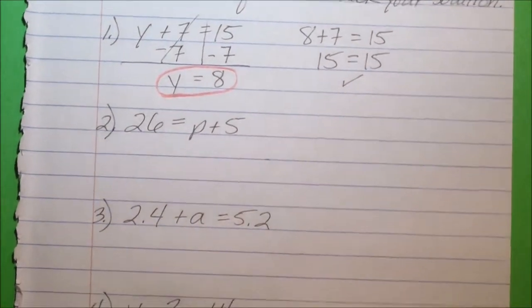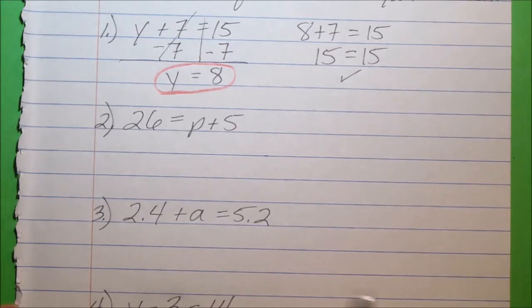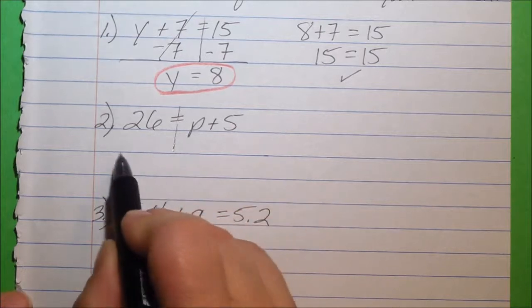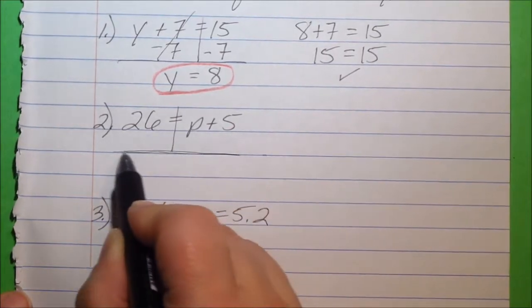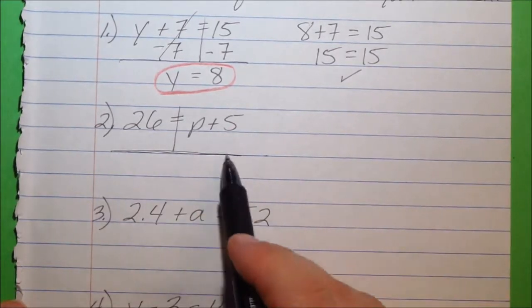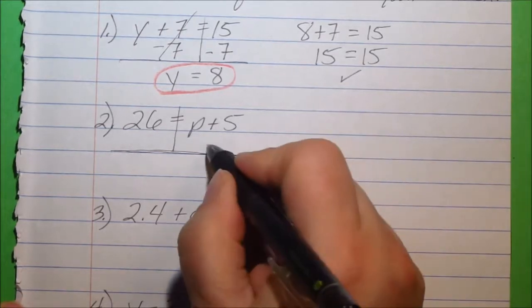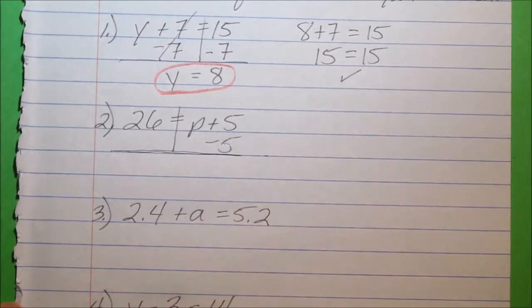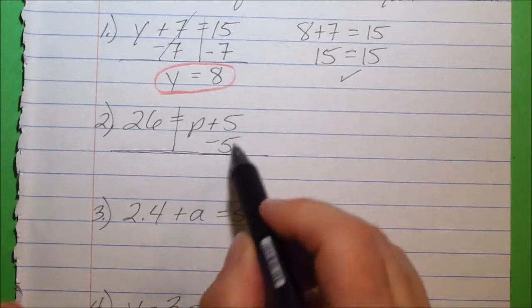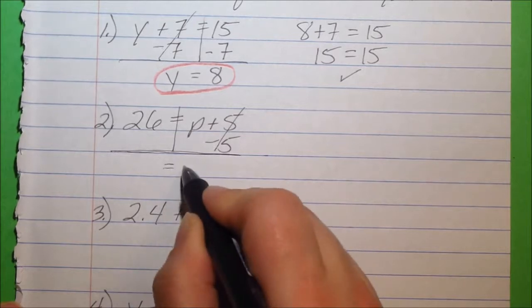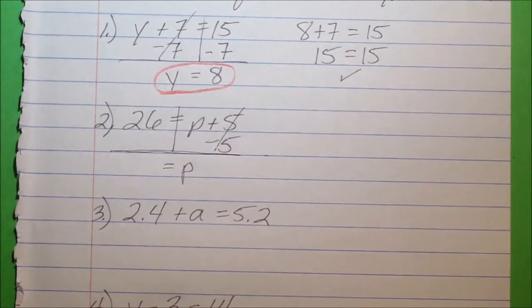All right? Okay, number 2. 26 equals p plus 5. Well, let's draw our fence. A little upside down T for our fence. There's a 5 in the variable p's house. We need to evict that 5. It's a plus 5, so if we subtract 5, that creates 0. Evicted. Now our variable is all by itself, just like it's happy to be.